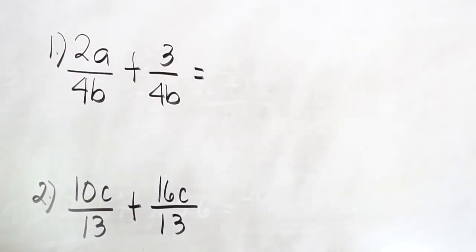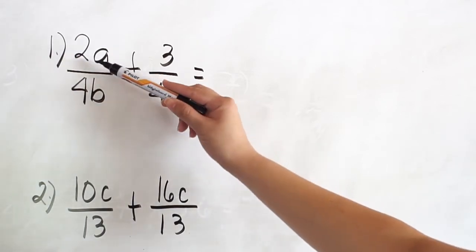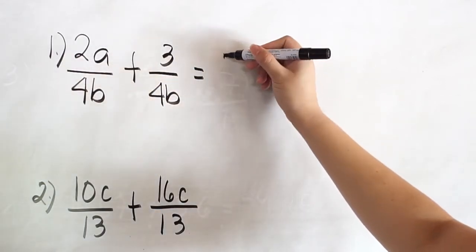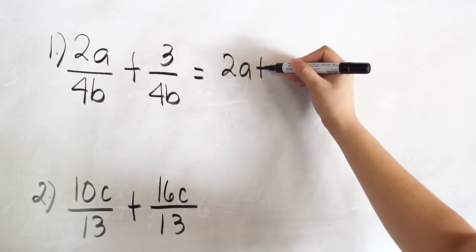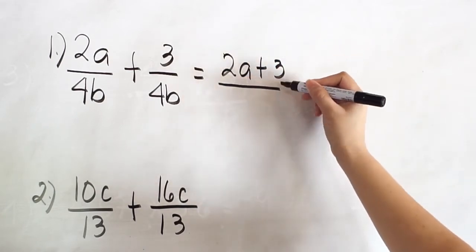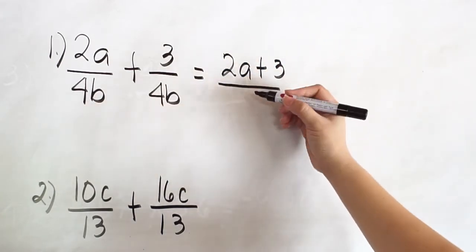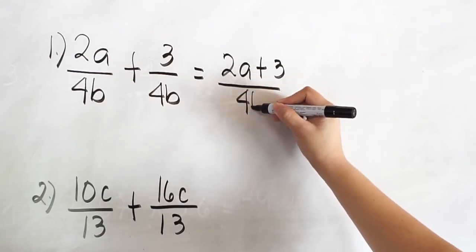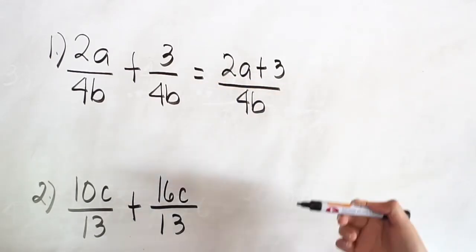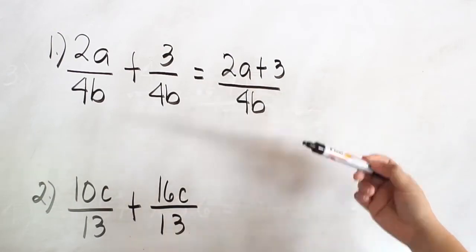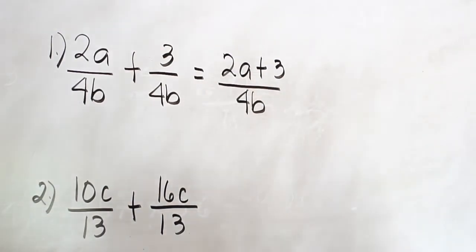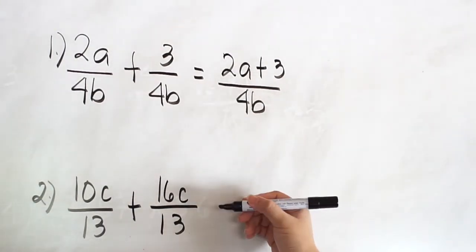Okay, first example is 2A over 4B plus 3 over 4B. So first, add or subtract the numerator. So 2A plus 3. And then copy their common denominator, which is 4B. Since we cannot factor the numerator, that will be our final answer. Second example.